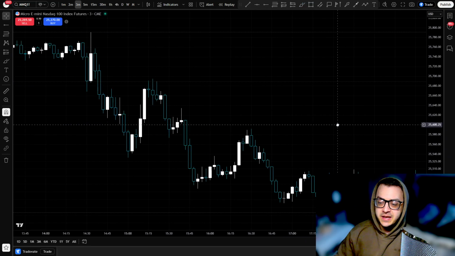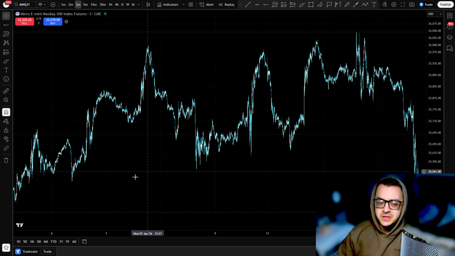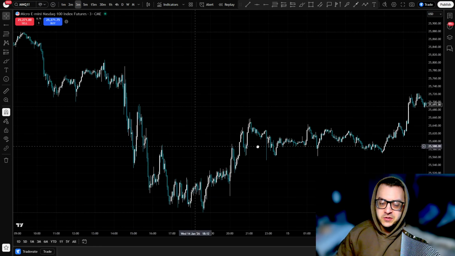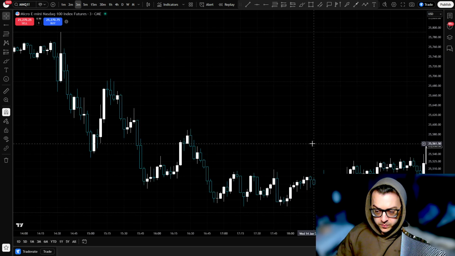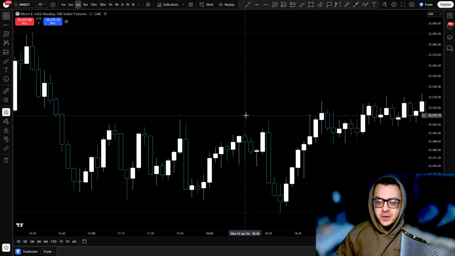And then very interestingly, as I talked about earlier, we came down and we've swept so much liquidity, haven't we, to the side. All of this liquidity here, loads and loads of lows being swept. And you just start to think, okay, well, we're probably going to get a reversal because we've just swept so much liquidity and gone so low.